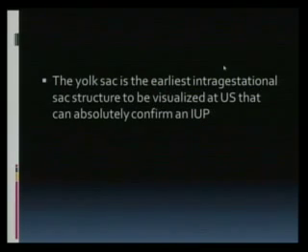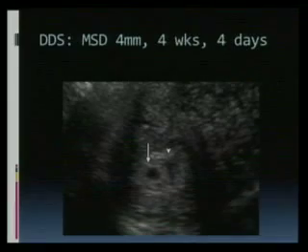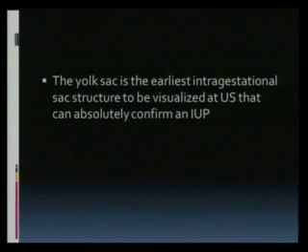The yolk sac is the earliest intragestational sac structure to be visualized at ultrasound that can absolutely confirm an intrauterine pregnancy, right? The intradecidual sign and the double decidual sign, though, are very, very positive. I mean, they may be 85, 90, 95% positive predictive value, but 100% is only when you see a second cyst within the gestational sac, the yolk sac, correct?